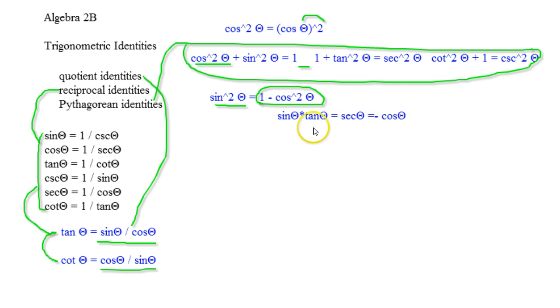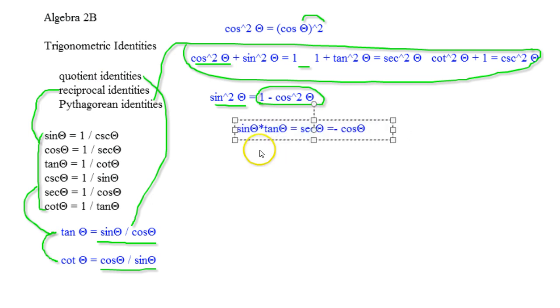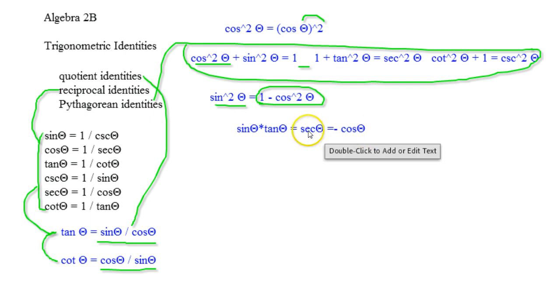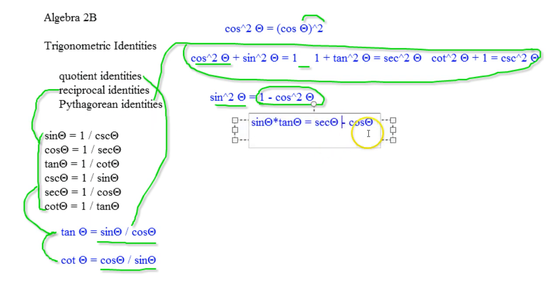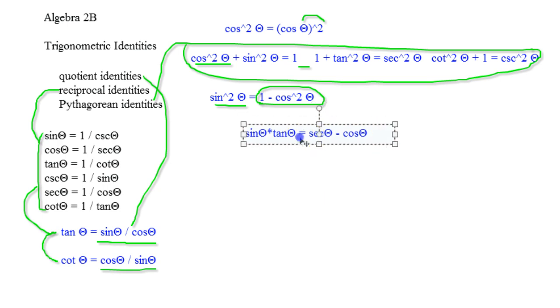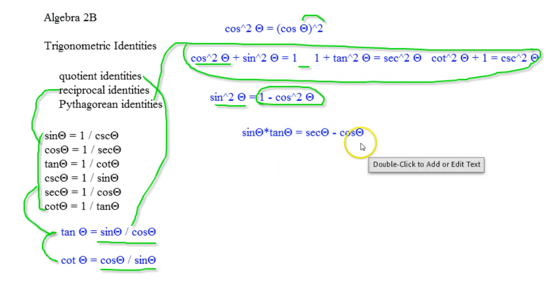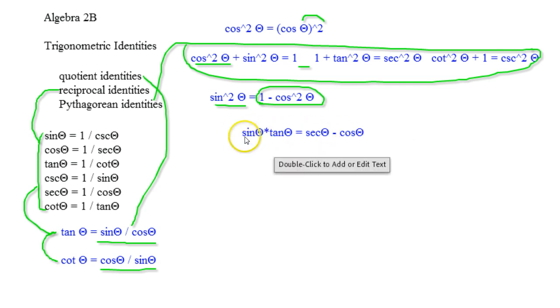Okay, now here's a gorgeous one right here. This is sine of theta times tangent of theta, and we are allowed to, because this is an identity, rewrite it as secant of theta minus cosine of theta. Now you're probably asking yourself, how do we go from a multiplication problem to a subtraction problem? That seems impossible. That's trigonometry. Now, first off, you want to pick the more complicated side and rewrite it so that it looks like the other side. That's how verifying an identity works.